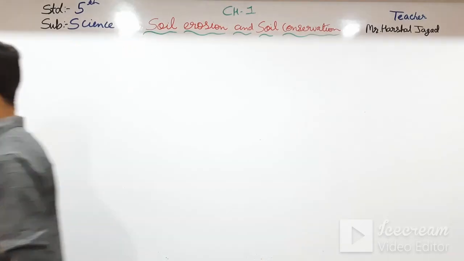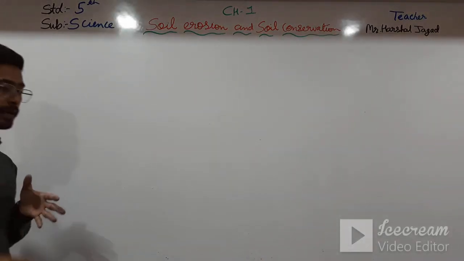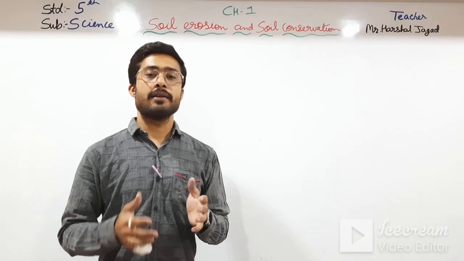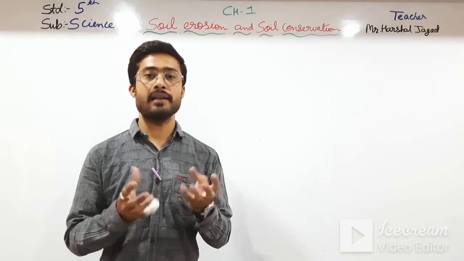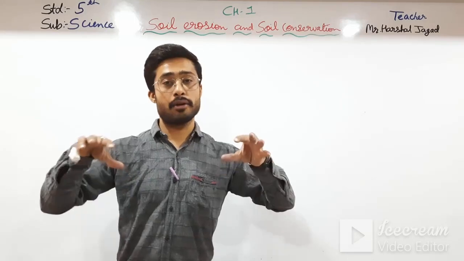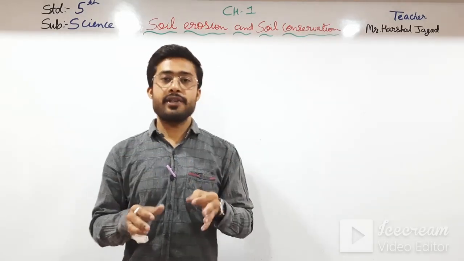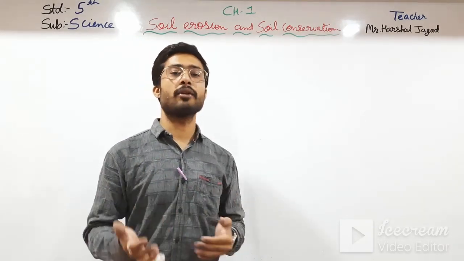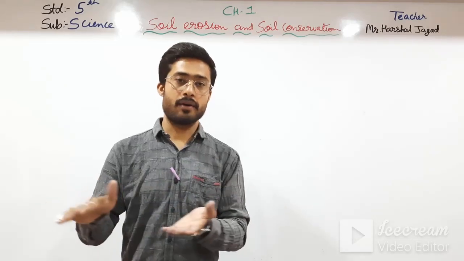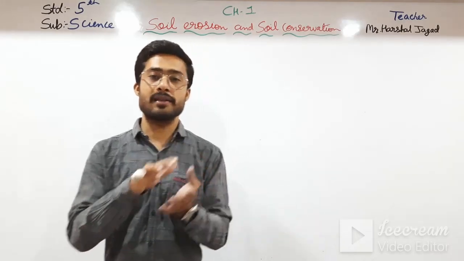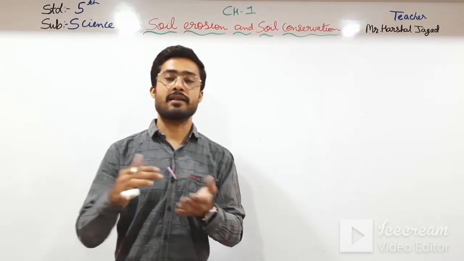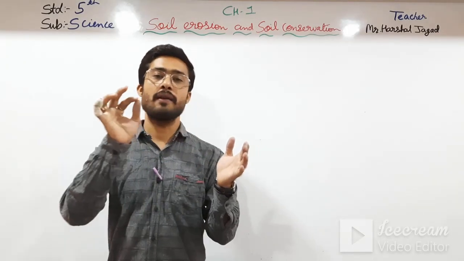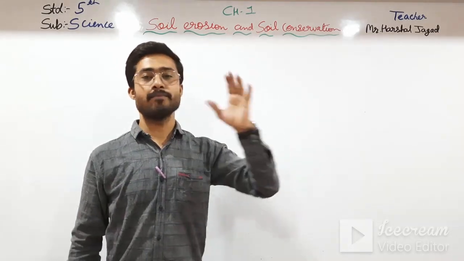But how is it protected? In a forest area, the trees' roots hold the topsoil, and all the nutrition that the trees and plants get comes from the topsoil only. But how is the topsoil formed first of all? After thousands of years, the bedrock is converted into rocky material, then into small particles, and then into topsoil.